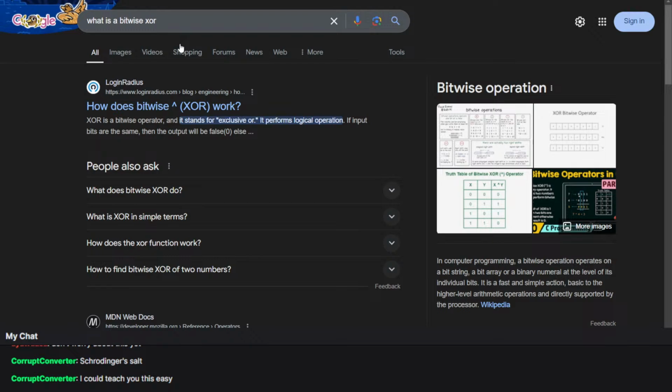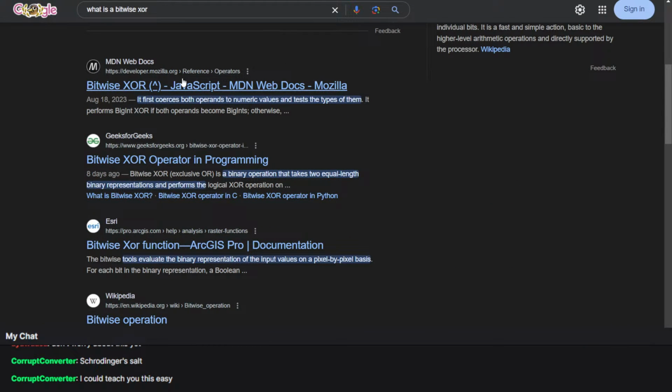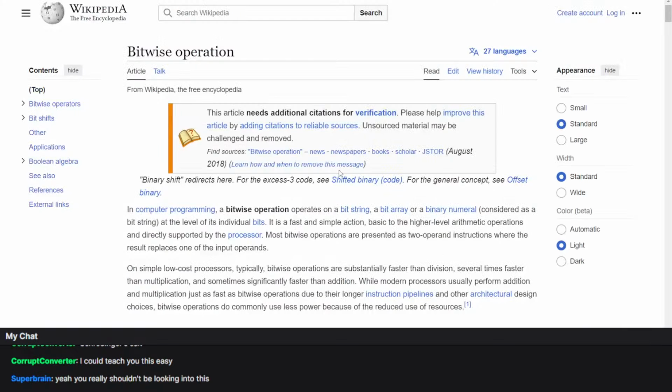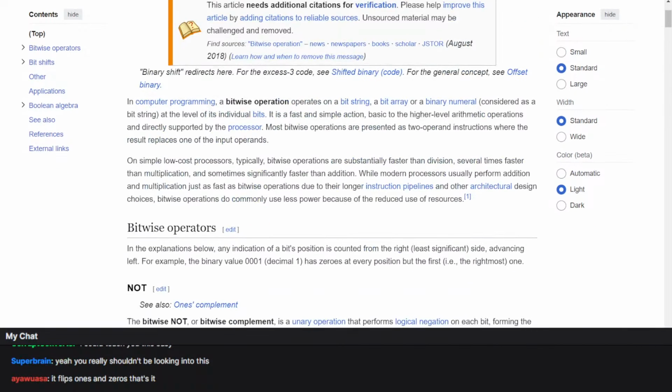Why was this the first link? Oh god, no, I don't want to open an API. Oh my god, it's all so hard. Let's see this one. This is gonna be worse. Wikipedia is usually hard to read.